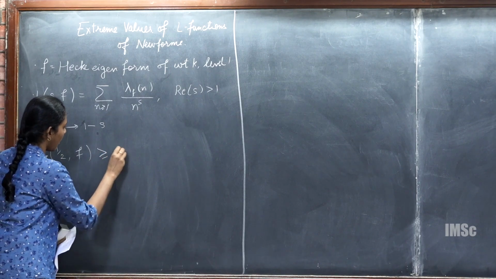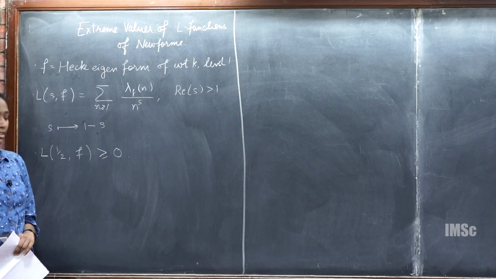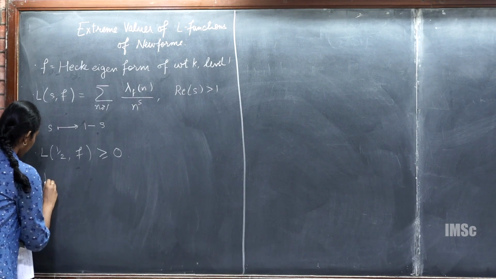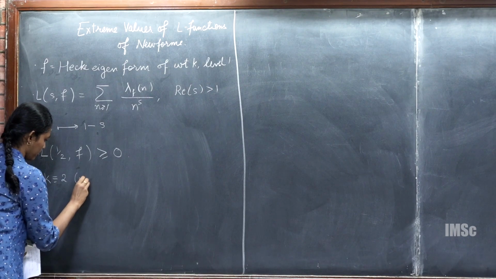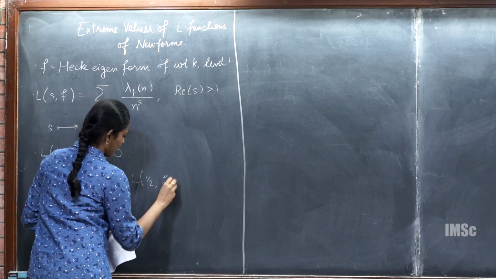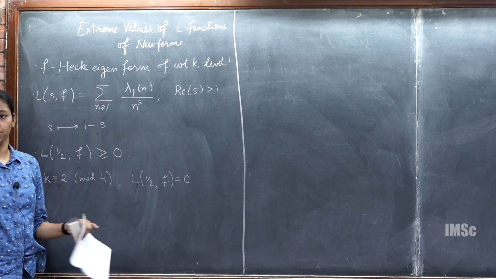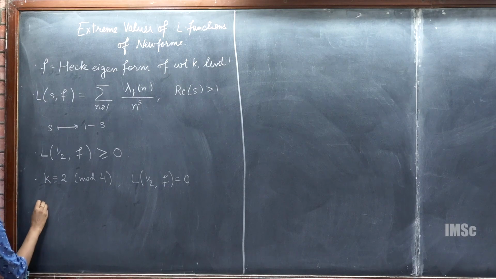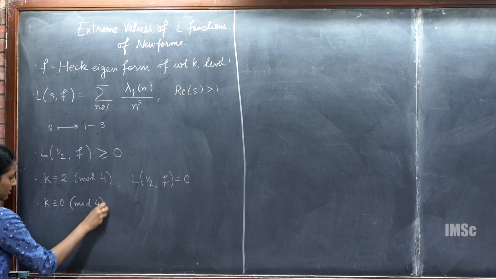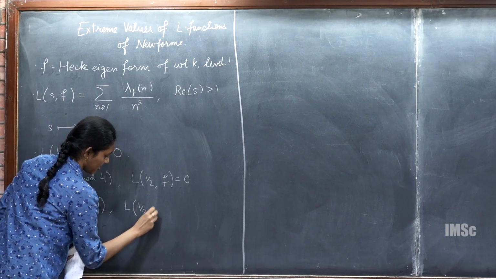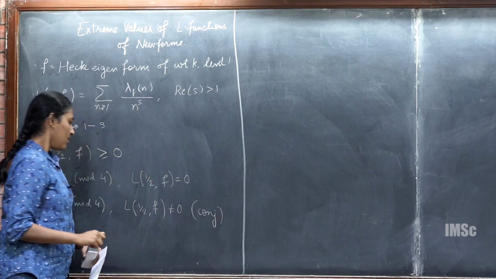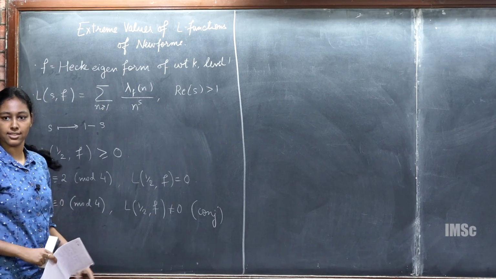It is known that L(1/2, f) is always greater than or equal to 0. So it is natural to ask, when is this value positive? When k is congruent to 2 modulo 4, the functional equation implies that L(1/2, f) has to be equal to 0. In the only remaining case, which is k congruent to 0 modulo 4, it is expected that L(1/2, f) is non-zero. So let me state some results which we know in this direction.